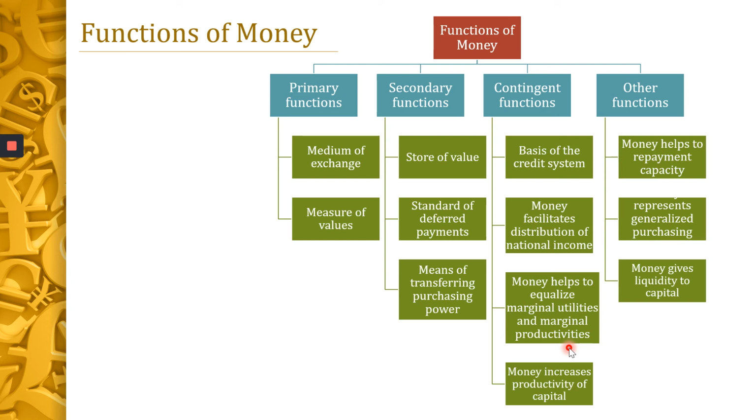Next one, money increases productivity of capital. How? Money is the most liquid form of capital. Liquid means what? Easily convertible. Assets which can be easily converted into money are called liquid assets. So the most liquid form of your asset is money. In other words, capital in the form of money can be put to any use.